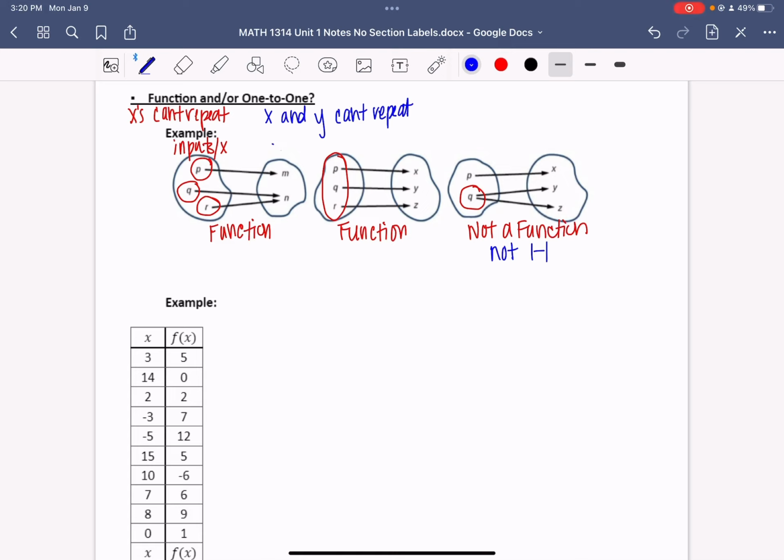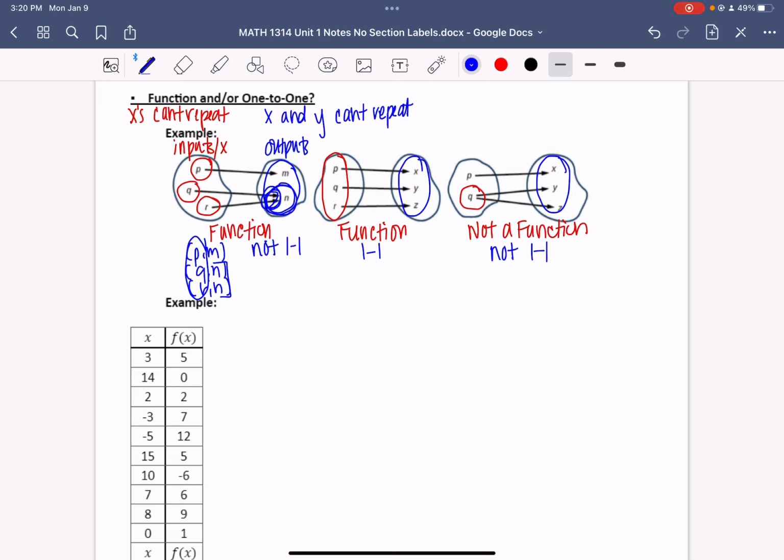So with red, we checked if the X's repeat. Now we're going to check the Y's, which are also called outputs. They can't repeat. You see right here on this one, two arrows are going into N. So what's happening is ordered pairs, that's P,M, Q,N, R,N. So your X's didn't repeat, but you see right here, your Y's repeated, and that's shown by these double arrows coming in. So this one is not one-to-one because our Y's repeated. You can see all these have only one arrow coming in. So this is a one-to-one function.